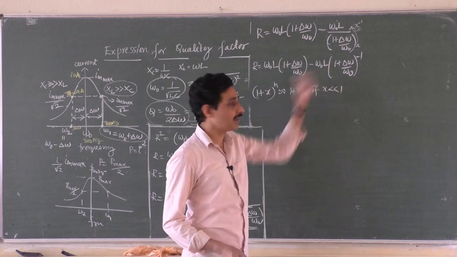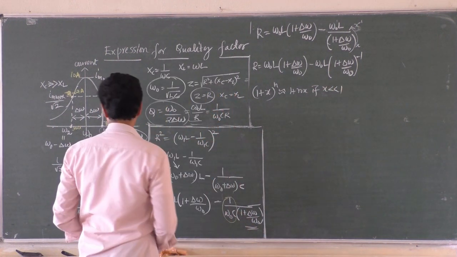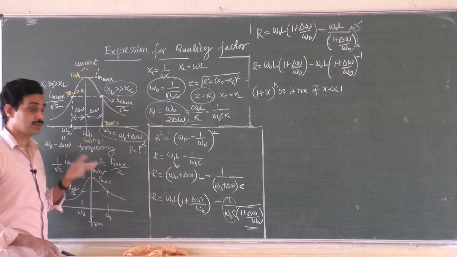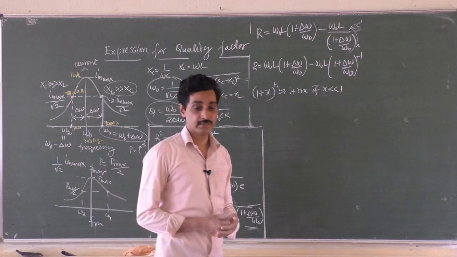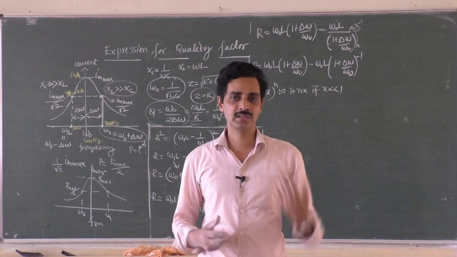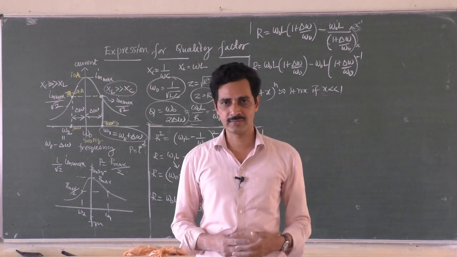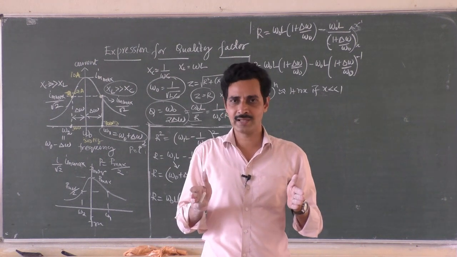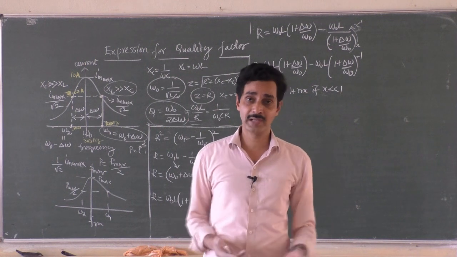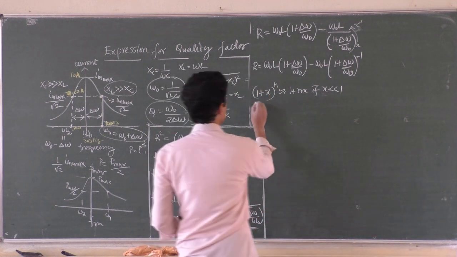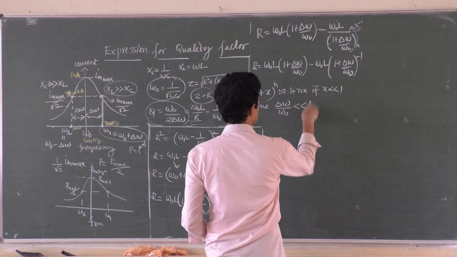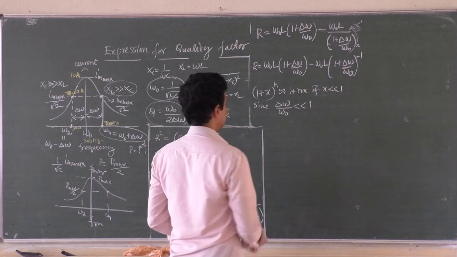Now you see, delta omega by omega naught is much less than 1, because this bandwidth will always be very small, but the resonance frequency will be very high for the resonance circuits used in communication. In radio and TV communication, we use very high frequencies, but the bandwidth is very small compared to that. You will have a few thousand hertz of bandwidth, but the resonance frequency will be in gigahertz and megahertz. Since delta omega is very small compared to the resonant frequency, this is much less than 1. So what can I write?